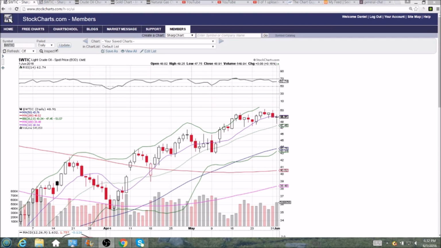Hey everybody, looking at oil on the daily and weekly time frame, and it's going to be another example of why utilizing different time frames gives you different puzzle pieces for a complete picture.